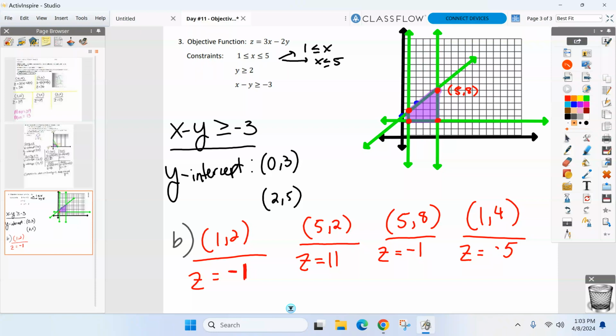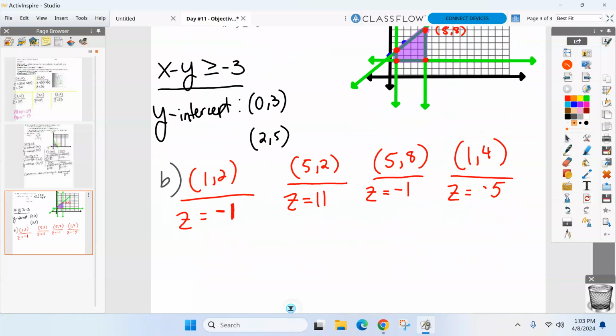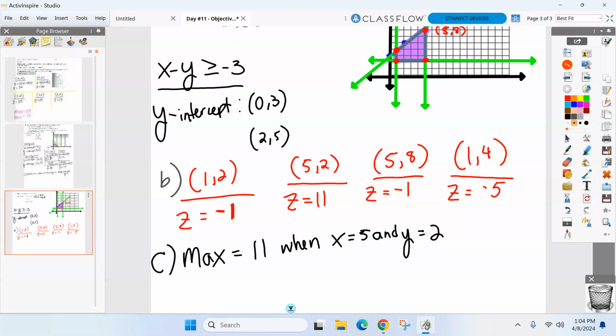All right, so we did all that. And unlike the last problem, this is what most of the problems will be like. There will only be one max. My max value for this region is 11. When do I reach the maximum value? When x equals 5 and my y equals 2. Didn't ask me for minimum, so that's all I'm doing.